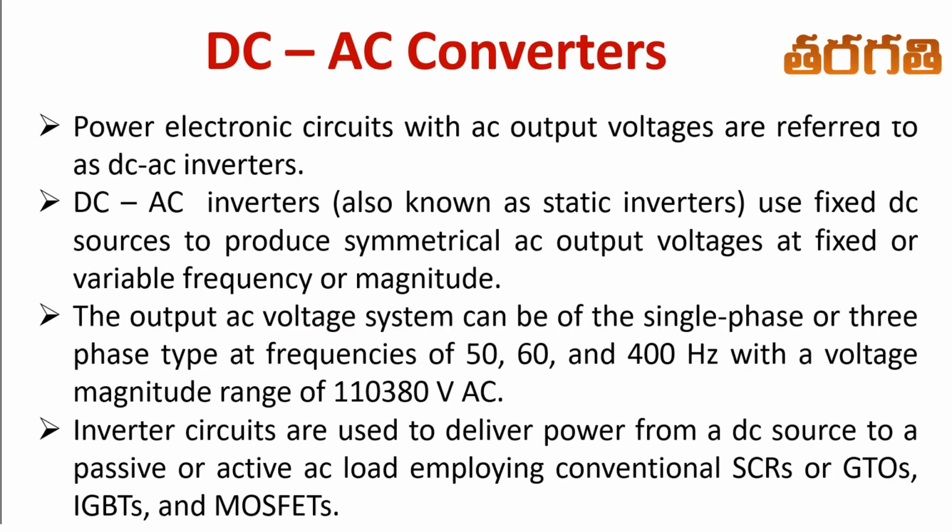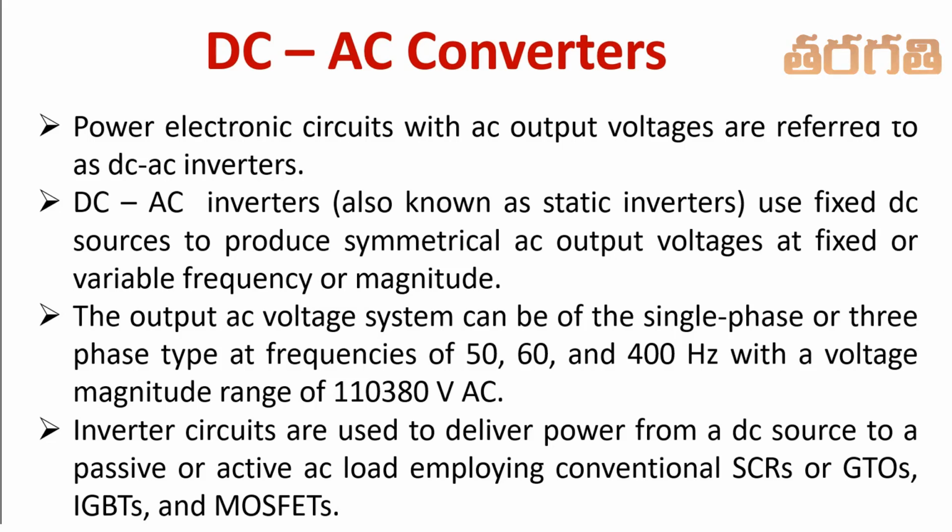First, what are DC to AC converters? DC to AC converters are power electronic circuits with AC output voltages, and are referred to as DC to AC inverters. DC to AC inverters are also known as static inverters. They use fixed DC sources to provide a symmetrical AC output voltage at fixed or variable frequency or magnitude.